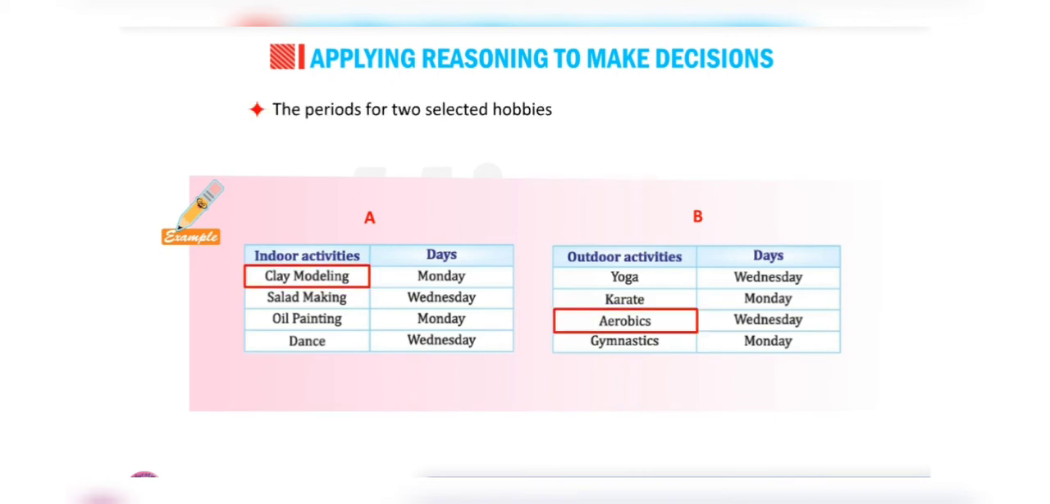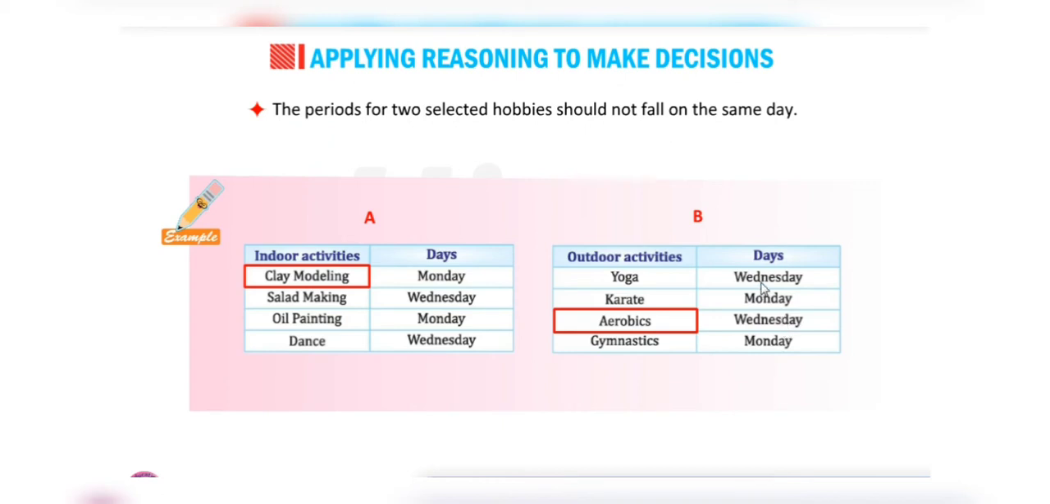The periods for two selected hobbies should not fall on the same day. It means periods means day. Okay, timing. So when you select hobbies, you must remember that you cannot select hobbies on the same day. If you selected clay molding from Section A, then this activity is on Monday. Now from Section B, you cannot select the activity which is on Monday.